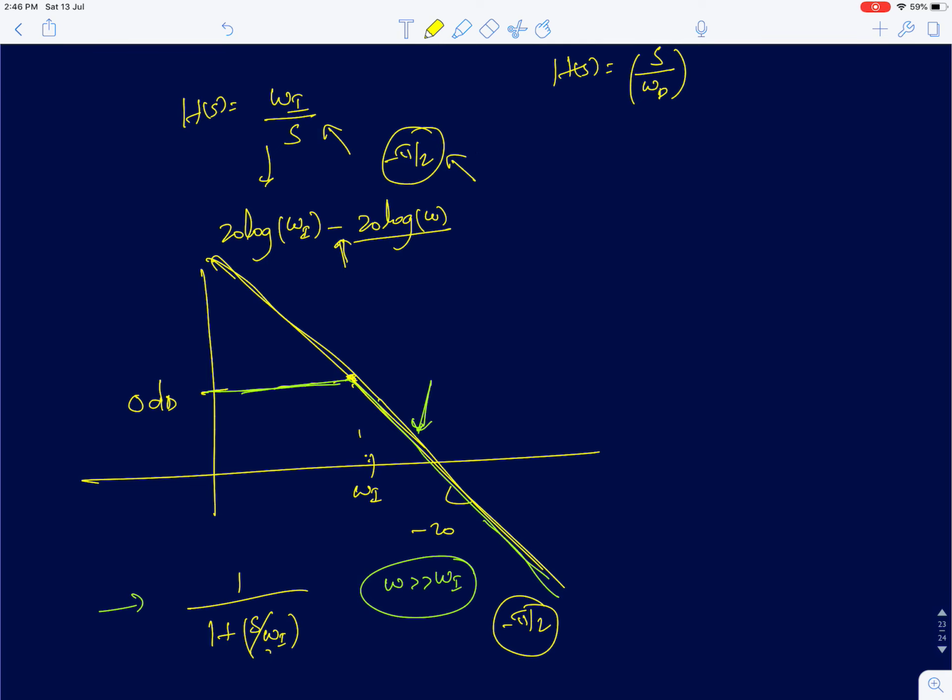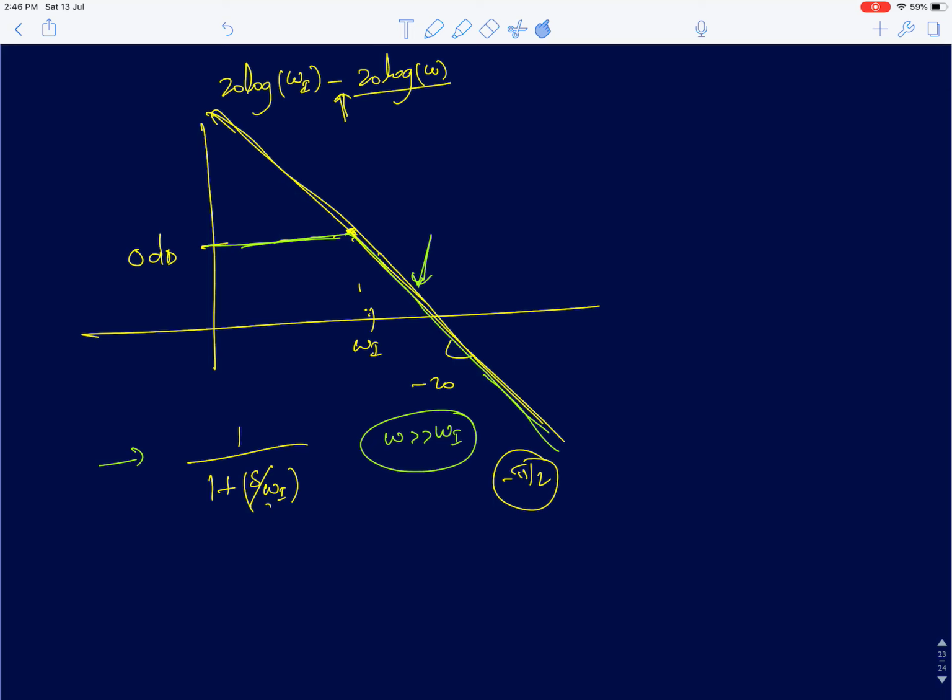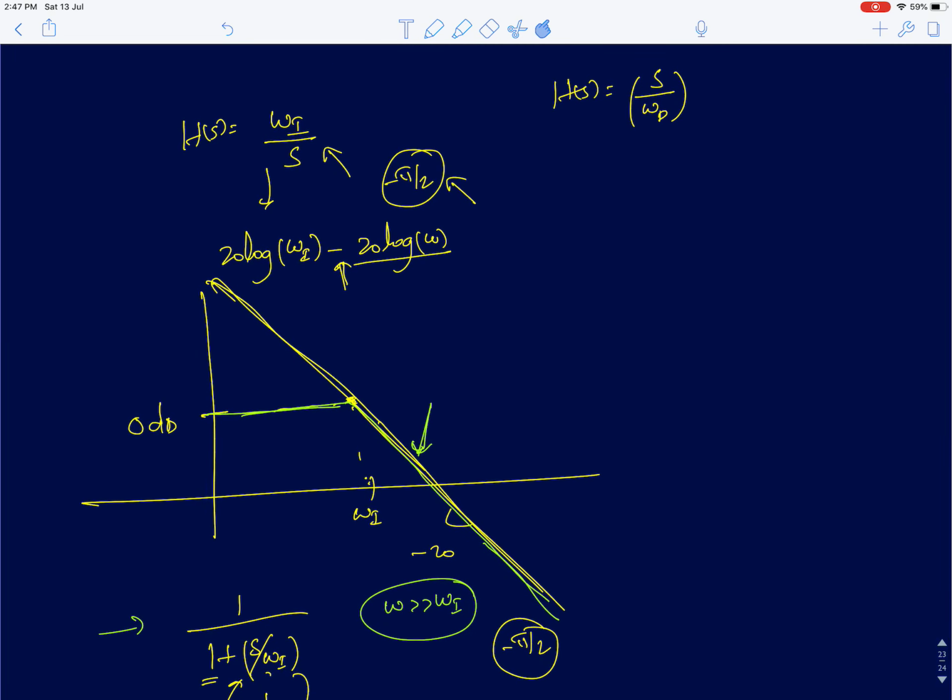Okay. And intuitively you can see that since I'm only plotting along s equal to j omega, for omega much greater than omega I, this function reduces to omega I by s. I can ignore this term 1, and it will reduce to omega I by s. So that's how for very high frequencies an integrator and a first order system behave identically.